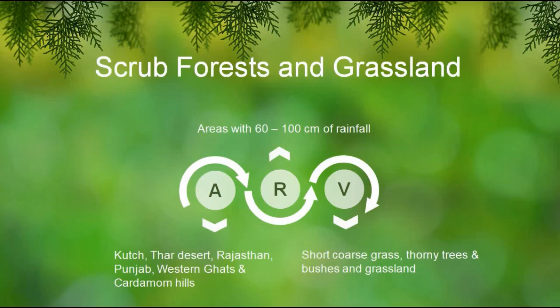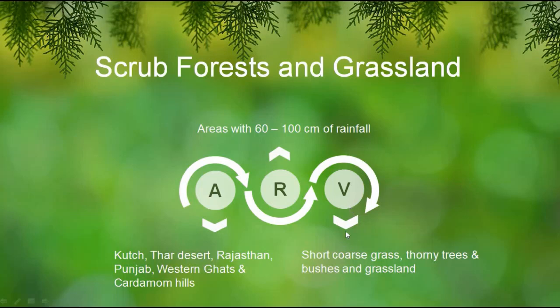Next, scrub forest or grassland. Here, area, rainfall and vegetation. In areas with 60 to 100 centimeters of rainfall, we can find this grassland or scrub forest. And in which area? Kutch region, Thar Desert, especially the border areas of Thar Desert, Rajasthan, Punjab, Western Ghat and Cardamom Hills. There we can find this forest.